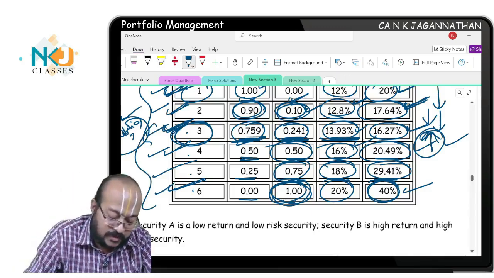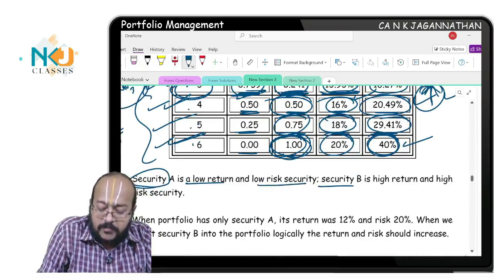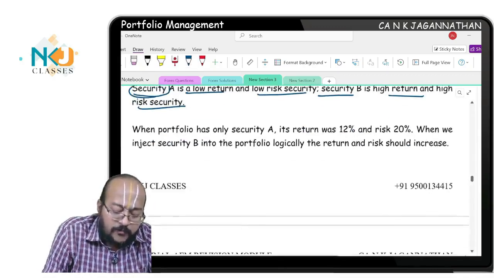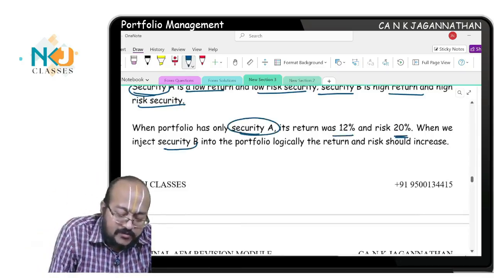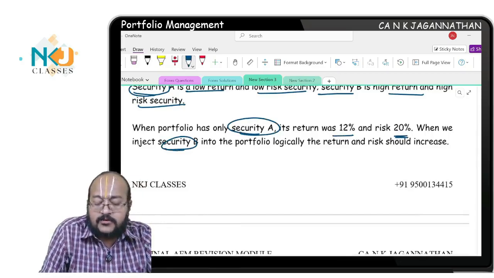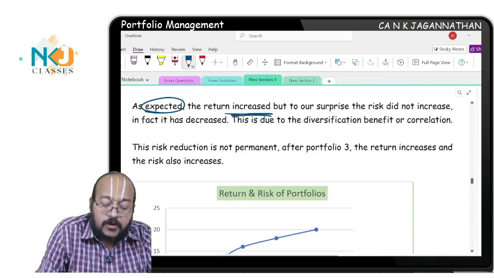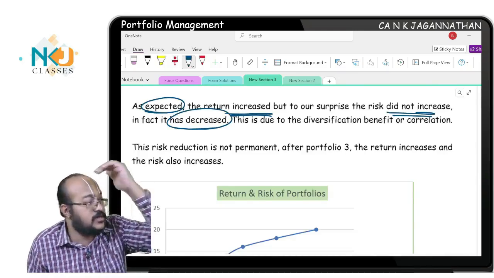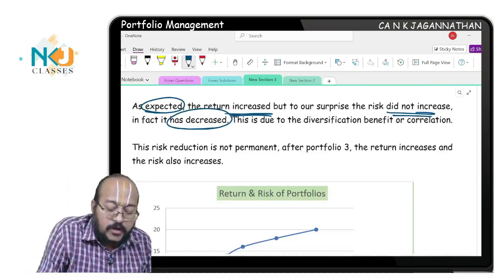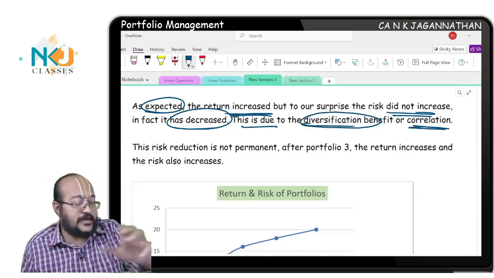Very simple. See here what happens. Security A is a low return and low risk security. Security B is high return and high risk security. When the portfolio has only security A, its return was 12% and risk was 20%. When we inject security B into the portfolio, logically the return and risk should increase. As expected, the return increased, but to our surprise, the risk did not increase. In fact, it has decreased. This is in the case of 1, 2 and 3. This is due to the diversification benefit, or the negative correlation effect.